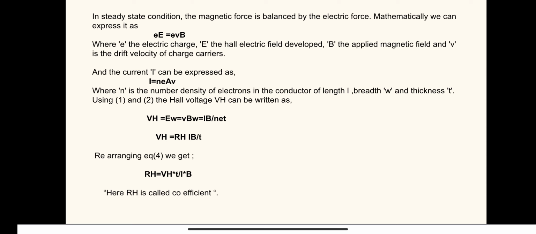Using equations 1 and 2, the Hall voltage V_H can be written as V_H = E_H W = vBW = IB divided by nqT. V_H = R_H IB divided by T. Rearranging equation 4, we get R_H = V_H T divided by I B. Here R_H is called the Hall coefficient.